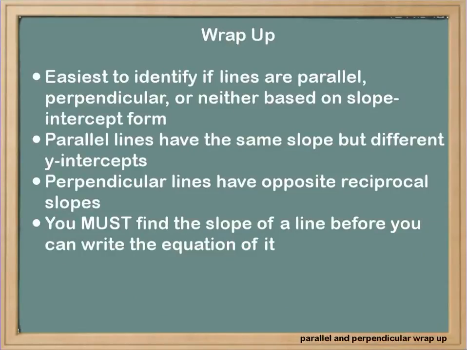Alright, let's wrap things up here. First of all, when you need to identify if lines are parallel, perpendicular, or neither, the easiest way to do that is by figuring out its slope. That means equations are best identified when they're in slope-intercept form. Remember, parallel lines have the same slope, but they must have different y-intercepts. If they have the same slope and the same y-intercept, they're the same line. Therefore, they touch everywhere, making it not parallel. So parallel lines, same slope, different y-intercepts.